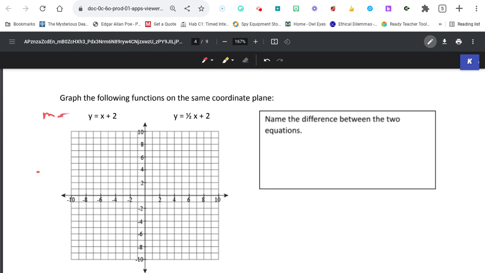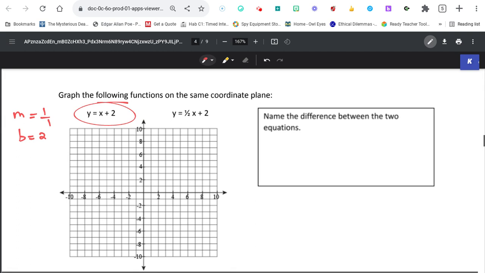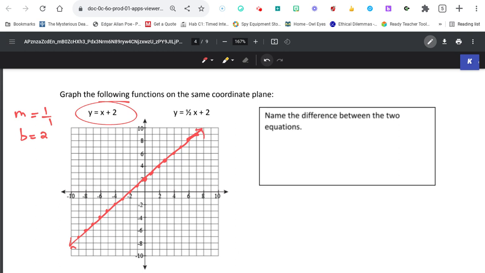So I can see on this first one that the slope is 1 over 1 and the y-intercept is 2. So I'm going to start here at 2, go up 1, right 1, where I can reverse the slope and go down 1 and left 1. Go ahead and graph that line. All right. So that's y equals x plus 2.